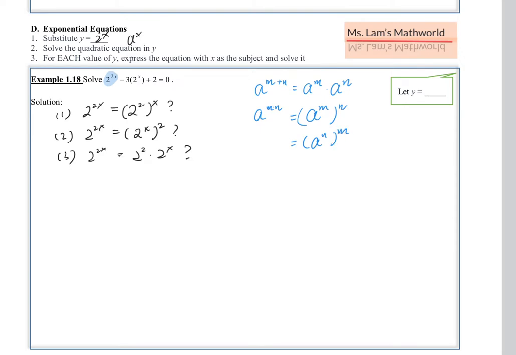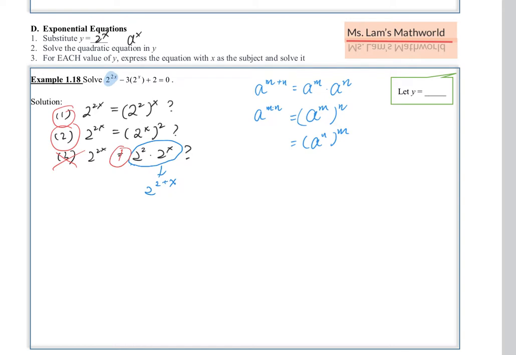Okay? So for statement 3, option 3, here, this one is 2 squared times 2 to the power x. This one should be 2 to the power 2 plus x. That means they are not equal. Option 3 is not correct. And to start with, we have to select the one from option 1 or option 2.